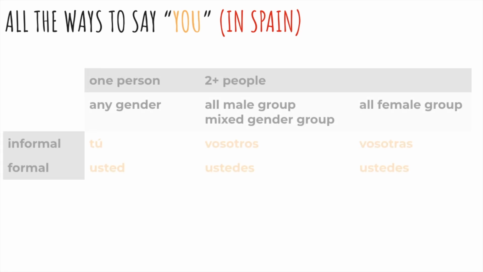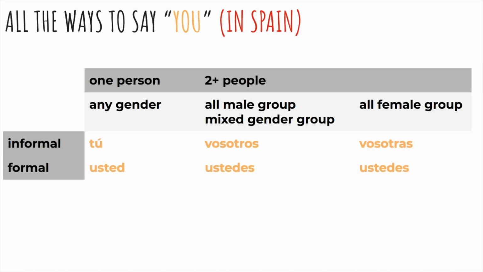You have probably noticed that there are many ways to say you in Spanish. First, let's see how to say you in Spain. When you're talking to one person, use either tú or usted. Tú is used in informal situations, such as talking to a friend, a coworker, a sibling, etc. Usted is used in formal situations, such as talking to your boss or some other person in a position of perceived power.